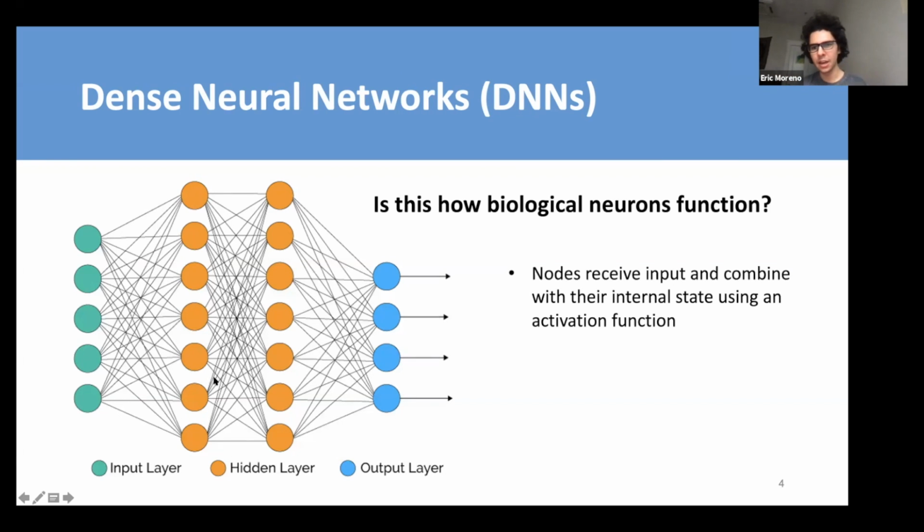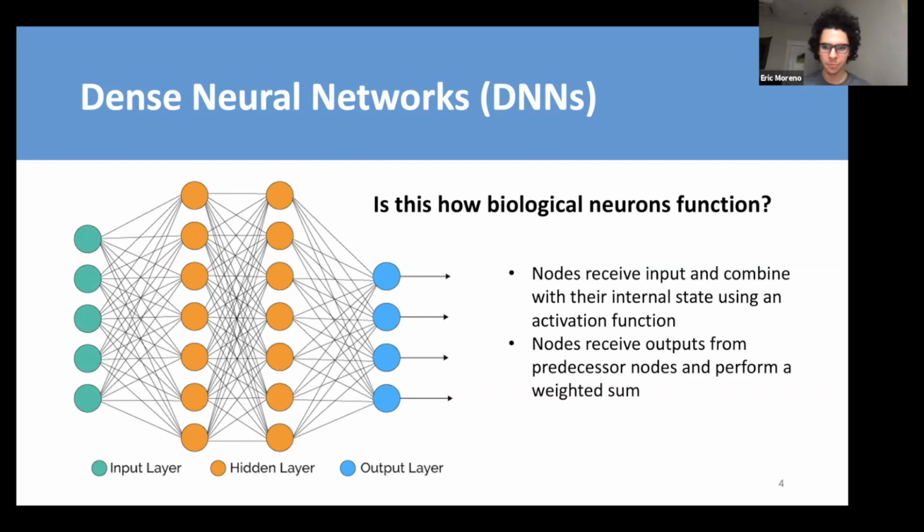Your nodes of your DNN are receiving and combining signals with an internal activation function. That's not really what your brain is doing. They're performing a weighted sum of their predecessor nodes. That's not really what your brain is doing. And these networks only compute as feed-forward networks, right? You start with an input layer, you have to go to your hidden layers, you have to calculate every single node in the entire model to get to some kind of output. And I mean, this is simply not how your brain functions either.